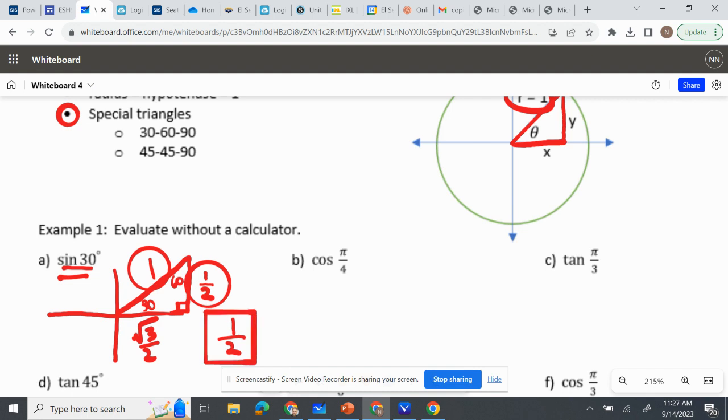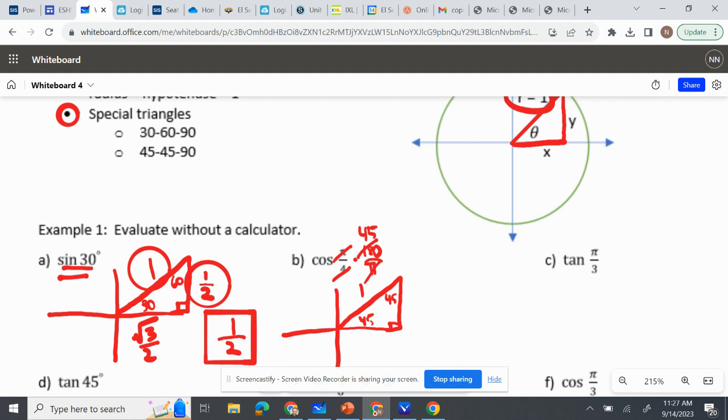Now for the second one, we're going to take the radians and turn them into degrees. So we times it by 180 over pi. The pi's cancel, 4 goes into 180 45 times. So we're going to draw our triangle in the first quadrant. This time, instead of 30 degrees, it's now 45. That makes it a 45, 45, 90 triangle. Once again, our hypotenuse is 1. It's always 1.